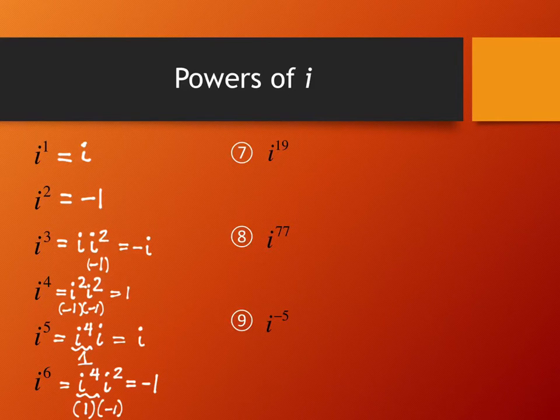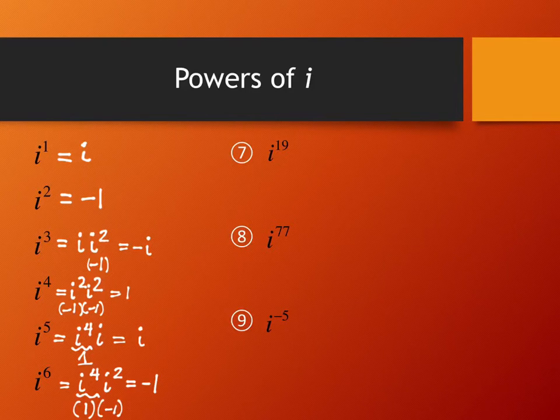What do you suppose i to the 7th is? Negative i. And what's i to the 8th? 1. So if we can identify where in this pattern we are, we don't really have to do a whole lot of work to figure out what's going on. We get much of it for free.